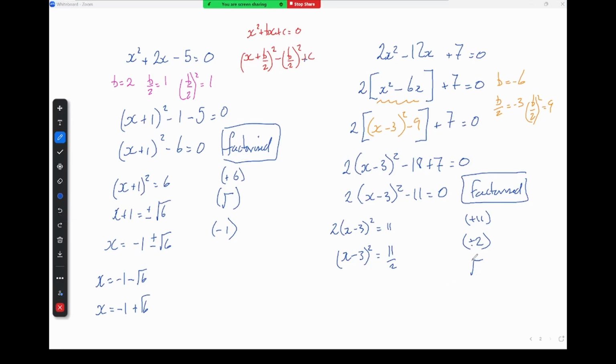Square root both sides. That's going to leave me with x minus 3 equals plus or minus the square root of 11 over 2. Then I'm going to add 3 to both sides, and I end up with x equals 3 plus or minus root 11 over 2. And I've solved it. Again, you might leave it like this in surd form, or you might use your calculator and it will all be sorted out. Okay, what's left? Well, what's left is turning points.